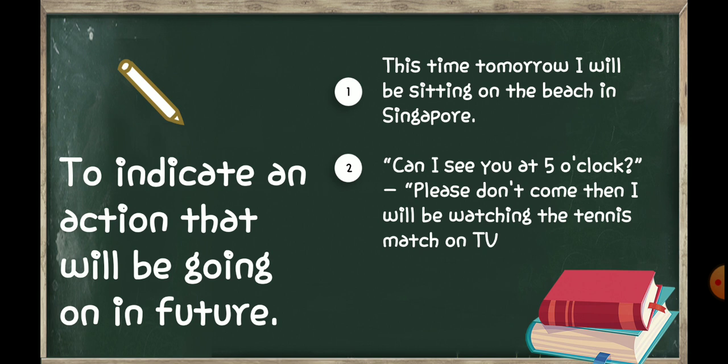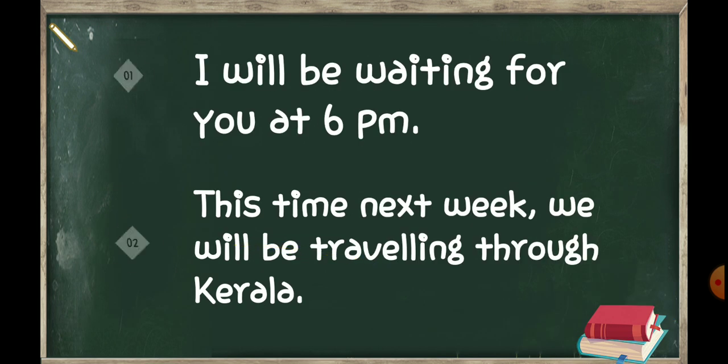See the next one. Can I see you at 5 o'clock? So someone asks you whether they can meet you at 5 o'clock. And you give a reply. Please don't come then. I'll be watching the tennis match on TV. So you know for sure that you will be doing this action at 5 o'clock. So you're stating that I'll be watching the tennis match. So you will refer to a future time and you will state what you will be doing. So we use future continuous tense for that situation.